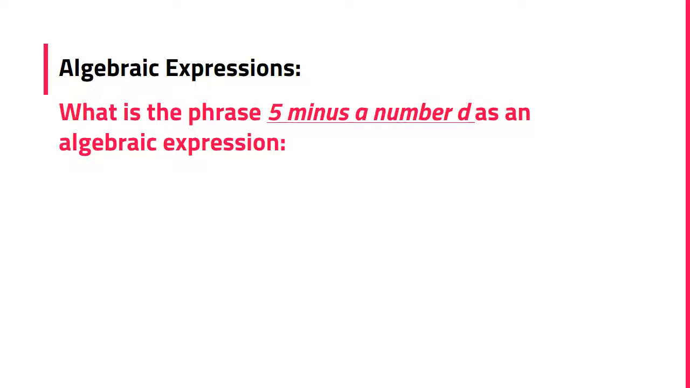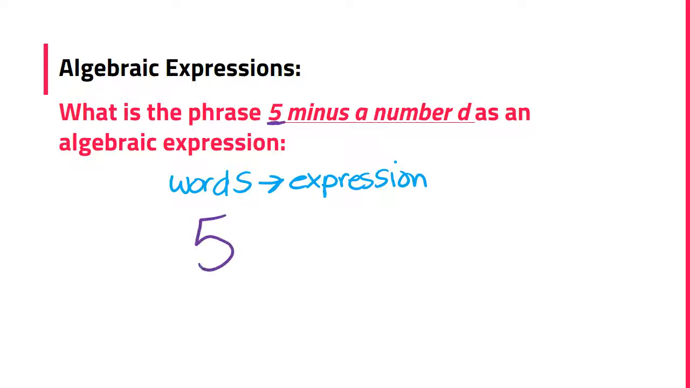Let's talk about algebraic expressions. In this example, it says, what is the phrase 5 minus a number d as an algebraic expression? Our goal in this example is to go from words to an expression. Okay, so we have to start off by making sure we understand what each word means. So let's go through the underlined phrase. 5 is just going to be 5. So that makes sense.